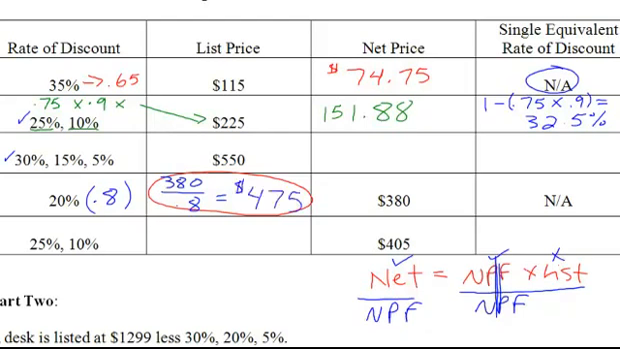And your answer should make sense, right? The list price should be bigger than the net price. So that's how you figure that piece out. And I'll let you try the rest of that assignment on your own.